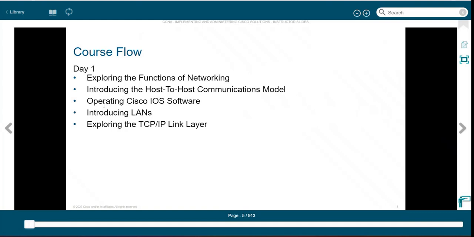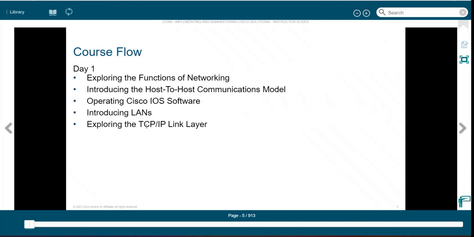So let's see the day-wise breakup of the course flow. On day one we majorly cover the basics, the fundamentals of networking. So starting off with the basic networking technologies. What is a network? What is networking? What are the different components and devices which comprise a network? Then host-to-host communication models, which are the networking models. We have the OSI and TCP/IP models, which are very important to understand networking. So there's a detailed discussion about that on day one.